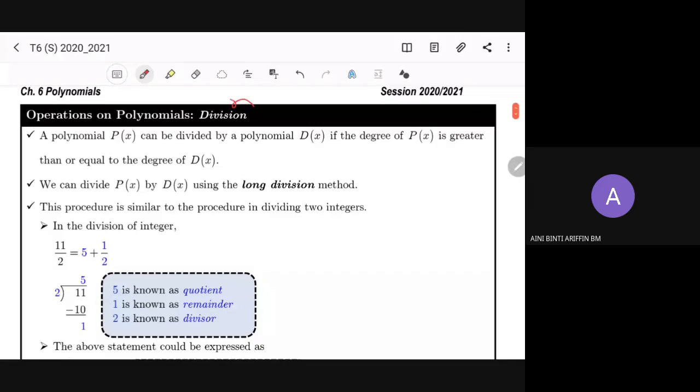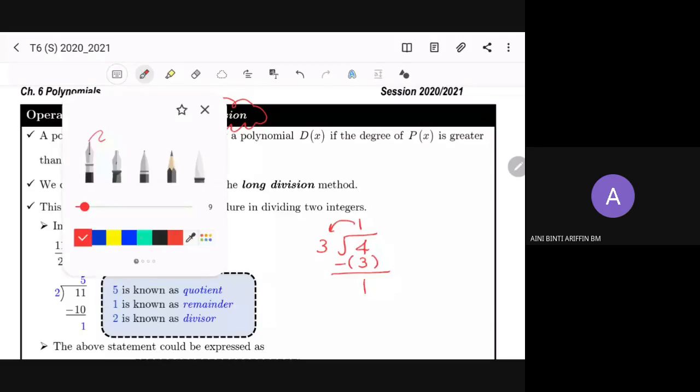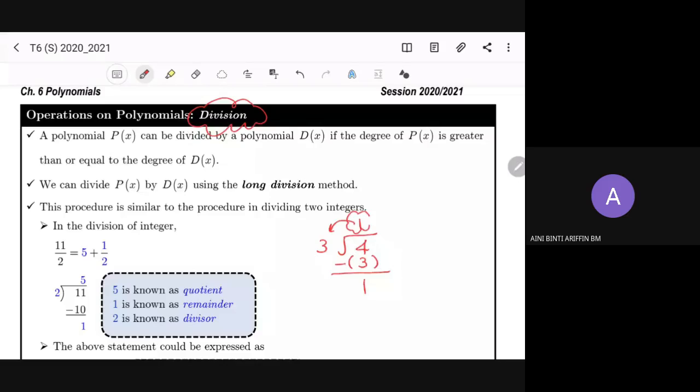Okay, for division, dulu awak pernah belajar dah. Kalau awak ada 4 divide by 3, so this is 1. 1 times 3 is 3. Next, we subtract, so we will get 1. Okay, the top here, top ni namanya quotient.